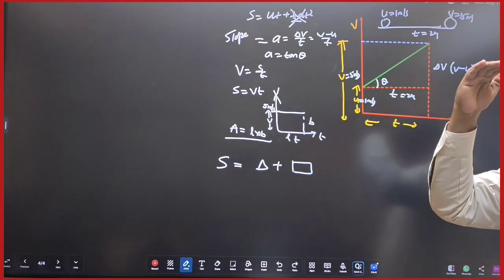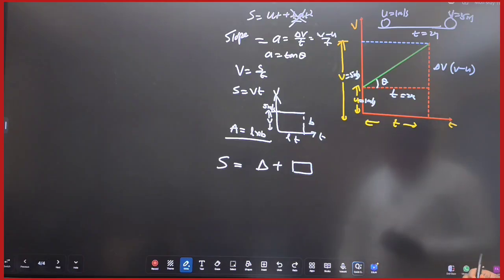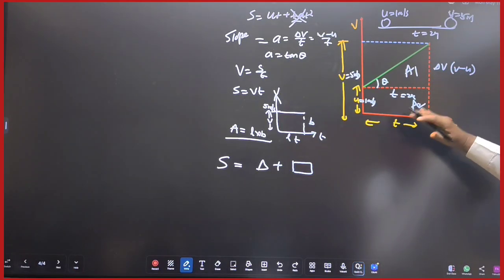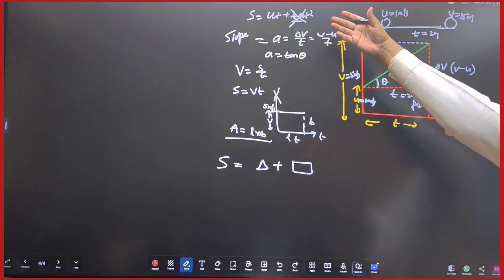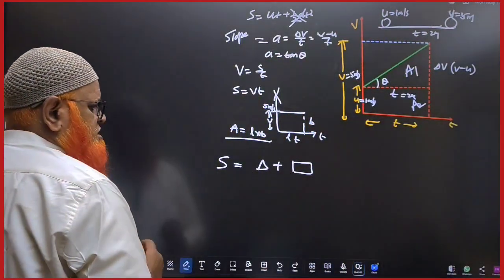We have to find the total area under the green color line, and there are two areas here. This is area 1, this is area 2. If you find these two areas, again you will get the same equation that we have to prove here. So how are you going to get the same equation once again now?